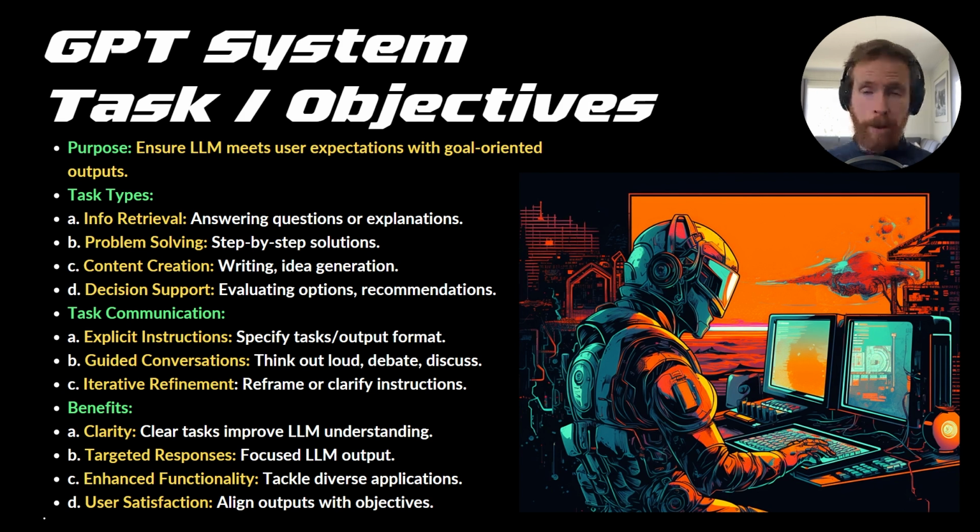We can give it problem-solving tasks. It's very powerful to say, do this step by step. Explain this step by step. Let's think about this step by step. All of these are very good prompts to use if you want to do some problem solving. And we have content creation, like writing, stories, everything. And decision support, like using ChatGPT or GPT-4 or other models to help you come to a decision.